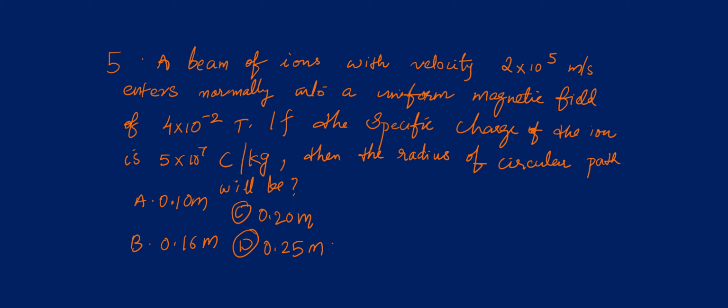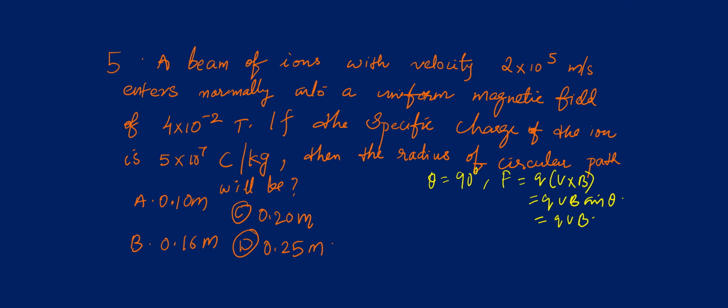A beam of ions with velocity 2 into 10 raised to 5 meter per second enters normally into a uniform magnetic field of 4 into 10 raised to minus 2 Tesla. If the specific charge of the ion is 5 into 10 raised to 7 coulomb per kilogram, then the radius of the circular path? When a charged particle enters the magnetic field normally, that means theta is 90 degrees, the force experienced by the charged particle, here it is ions, is F equal to q into v cross B, or qvB sin theta. Here theta is 90, or sin theta is 1. So it is qvB.